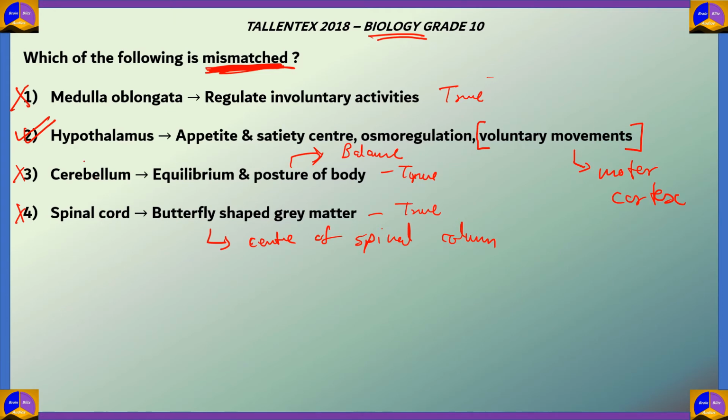Now note that the hypothalamus is responsible for hunger, thirst, as well as osmoregulation, so those functions are correct. But the function voluntary movements is found in the motor cortex and not in the hypothalamus, and that makes this option mismatched.